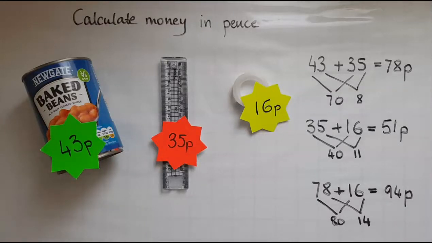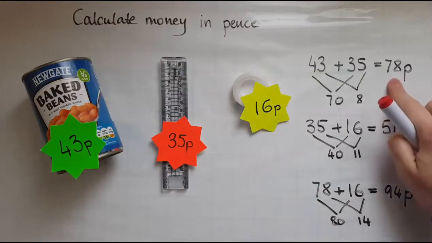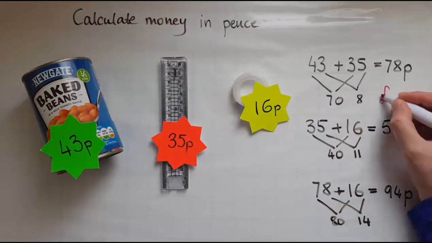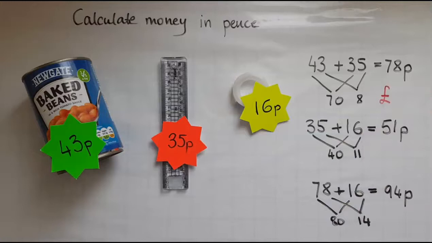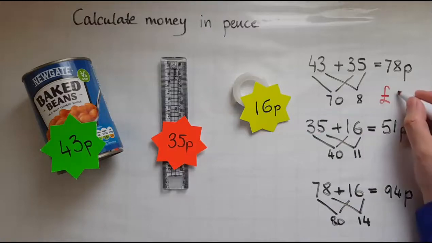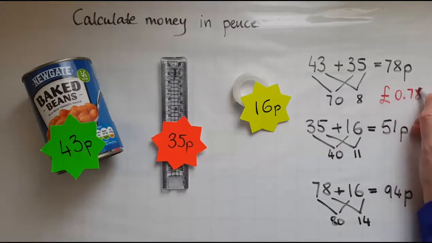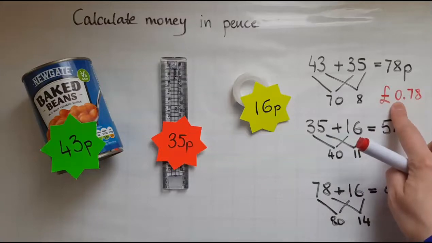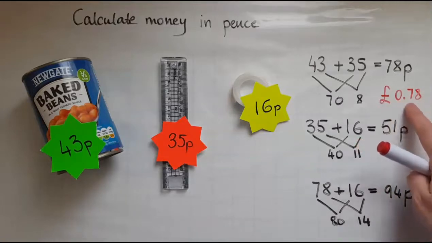Now I want to take this one step further and show you how we'd write 78 pence using a pound sign in front. So the way we write that is £0.78. So that 0 there means that there are no whole pound coins, and we've got 78 pence.